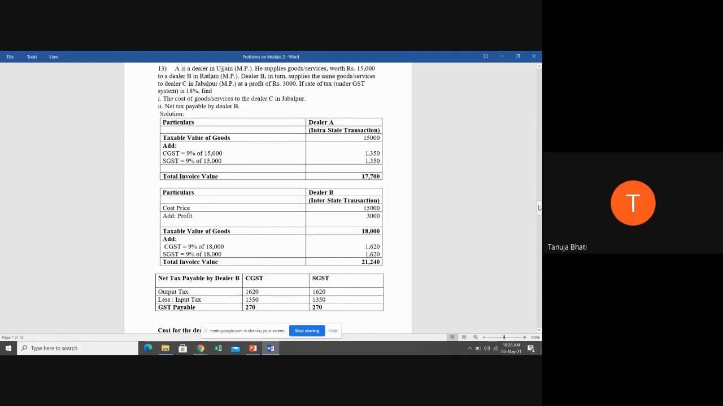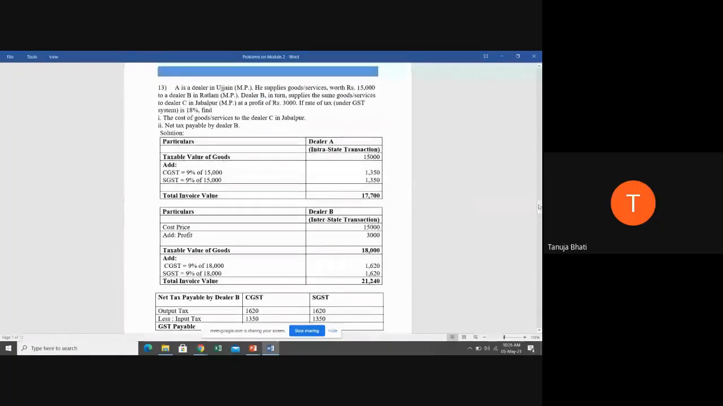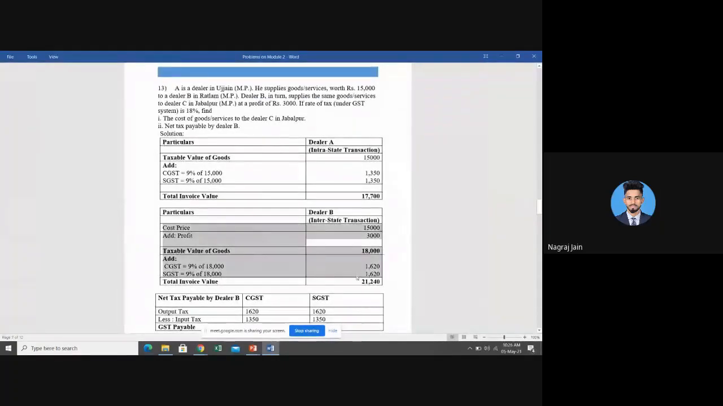Yes, student. Ma'am, can you repeat once again from 18,000? This particular part. Yes, ma'am. 18,000 tax payable on goods. 18,000. That third column, row.